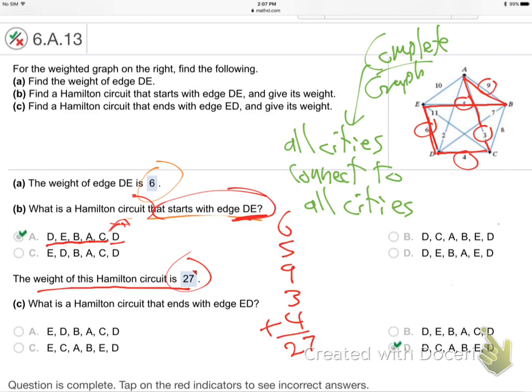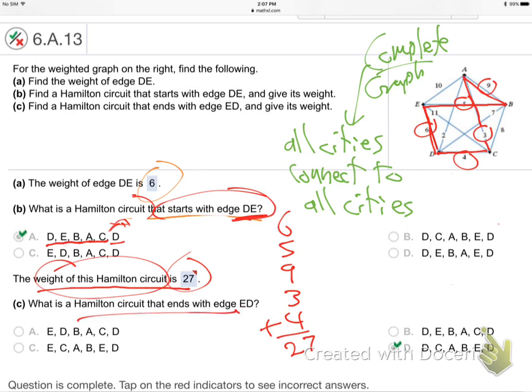27. So the total cost, like $27,000 or whatever, for FedEx to fly the plane between all those cities, pay the pilot, pay the plane costs, deliver all the goods in that circuit, $27,000 cost to FedEx. Does that make sense? The total weight of that trip, the weight of that circuit. We call it weight, but it could be any kind of cost. And then on they go.